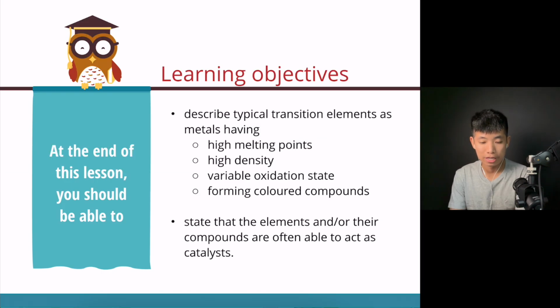So let's review the learning objectives. Transition elements have high melting points, high density, variable oxidation state, and they form colored compounds. And it is both the elements and compounds that can act as catalysts.